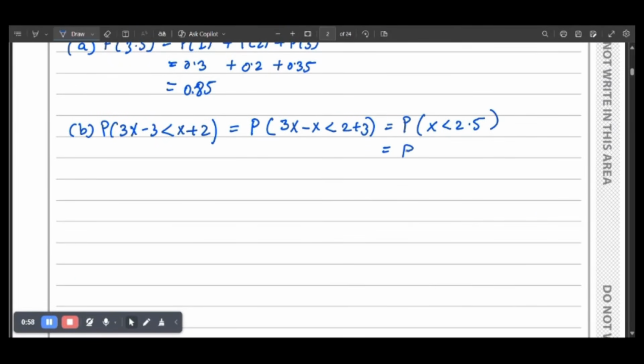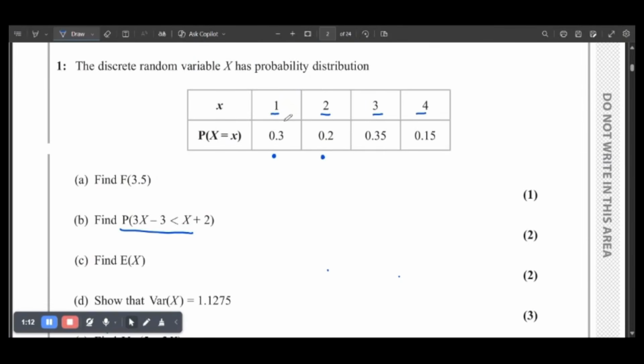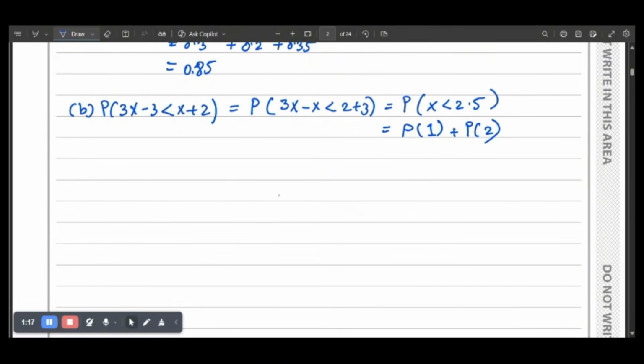As we are finding the probability that x is less than 2.5, we have to add the probabilities of the values which are less than 2.5. In our case, the values are 1 and 2. 1 and 2 are less than 2.5. That's why we are adding the probability of 1 and 2 together to find the probability that x is less than 2.5. This will give us 0.3 and 0.2, and our answer is 0.5.